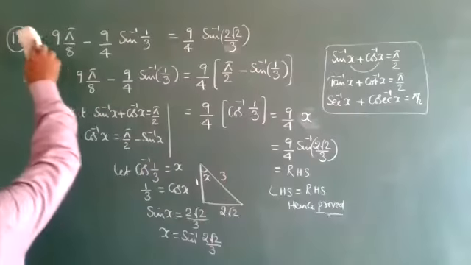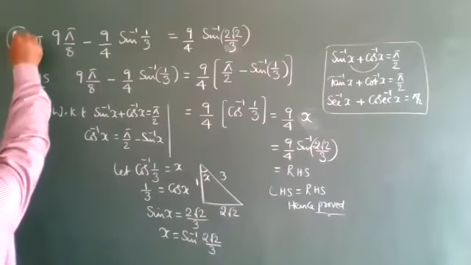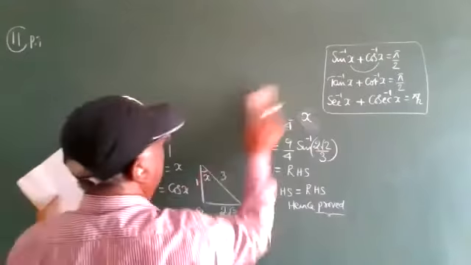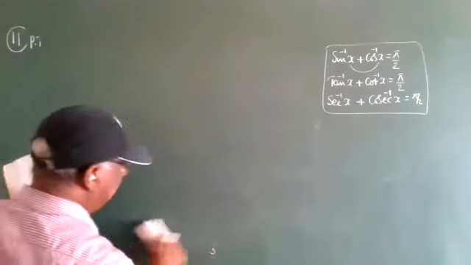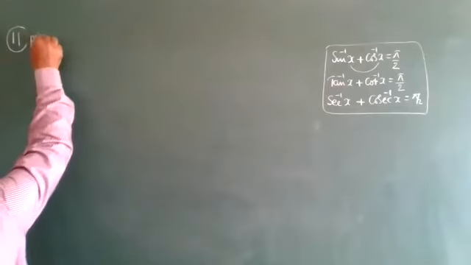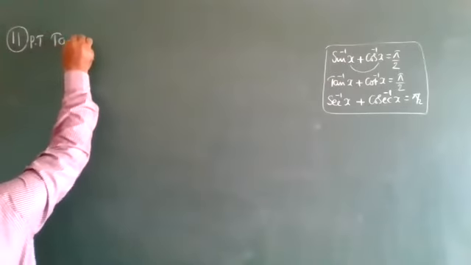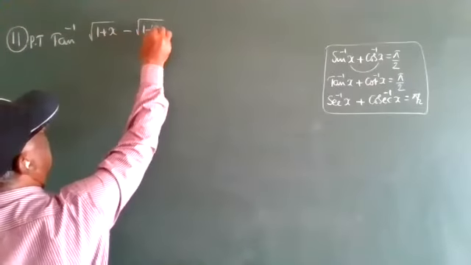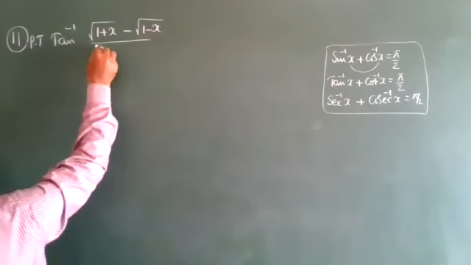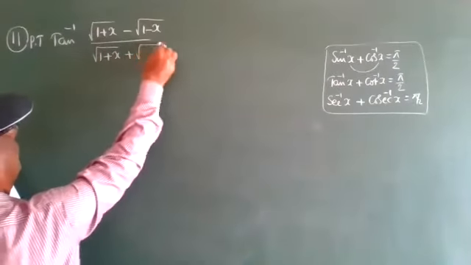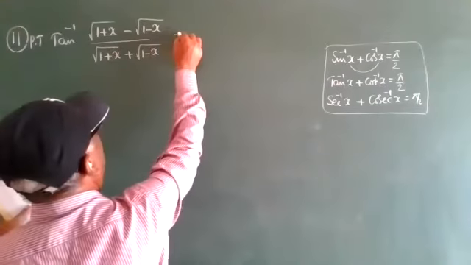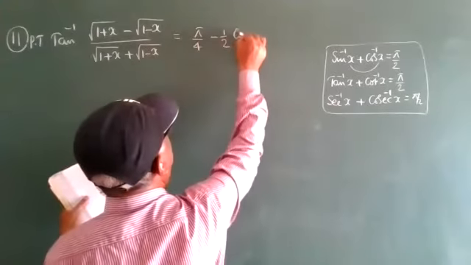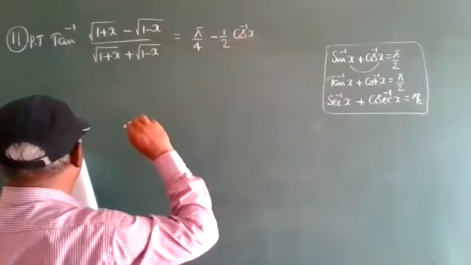All right, everyone see the 11th problem. Prove that tan inverse of (root of 1 plus x minus root of 1 minus x) by (root of 1 plus x plus root of 1 minus x) is equal to 5 by 4 minus 1 by 2 cos inverse of x. Okay, right?